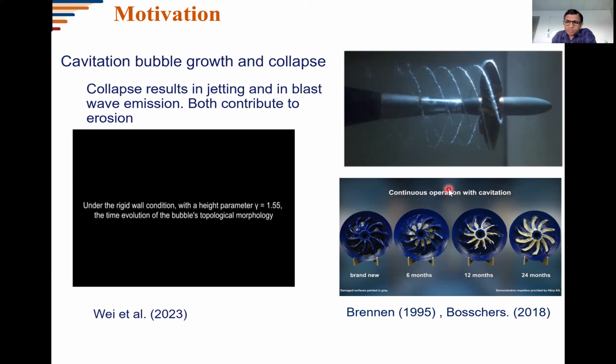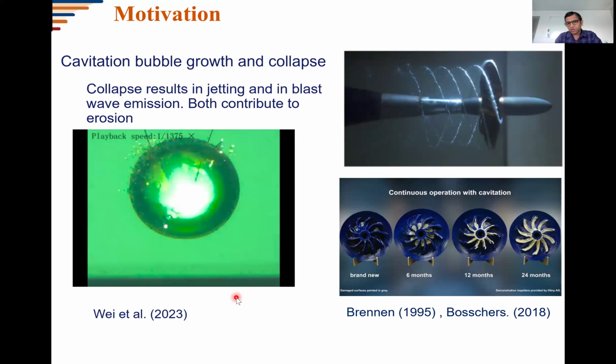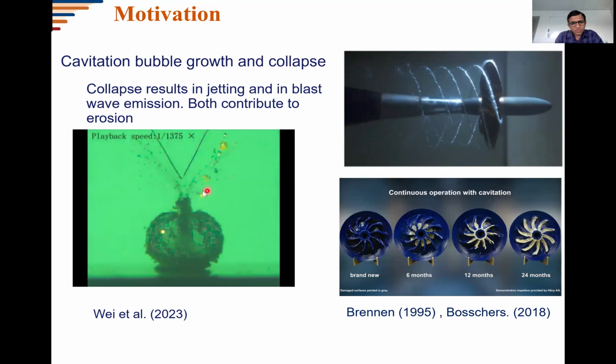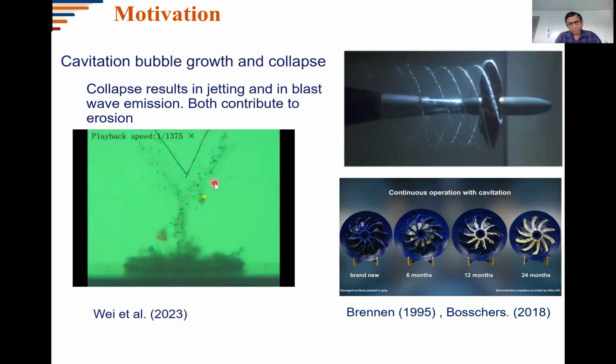So if we look at a typical turbine operation over some time, what we find is that starting from something that is brand new, over 2 years of operation, you would start to see significant structural damage. So there's been a lot of interest in quantifying how bubbles cause damage. So this video here shows a typical collapse event.